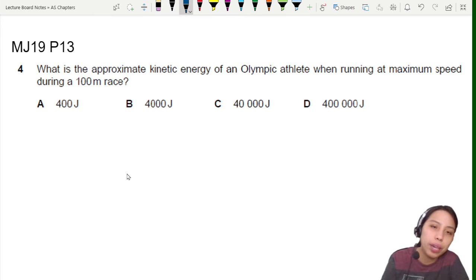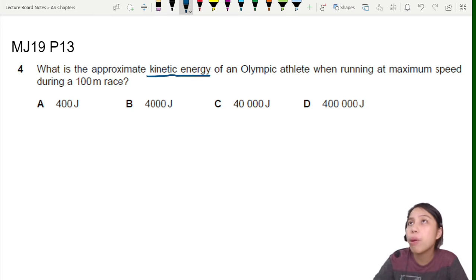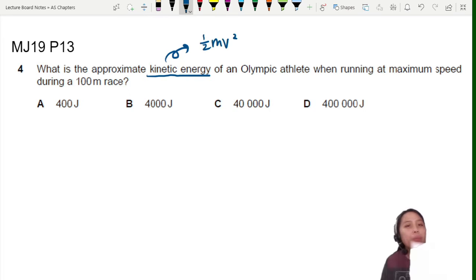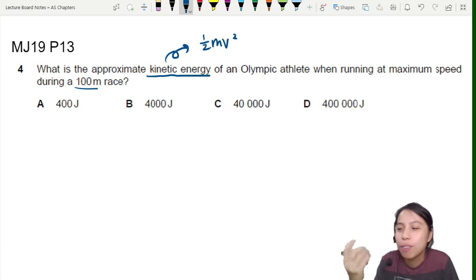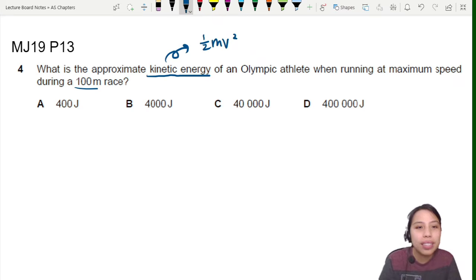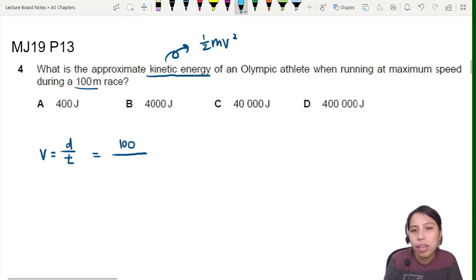So let's calm down and think, okay, what are we looking for? Kinetic energy. But remember, once upon a time, we knew that kinetic energy was found with the equation half mv squared. But we don't have much information here other than a 100-meter race. How are we supposed to know what is m, what is v? Maybe we can do some approximations. Okay, let's try to approximate v. Velocity, if you assume that there's no acceleration, will be distance over time. And this is a 100-meter race. We are looking at Olympic athletes.